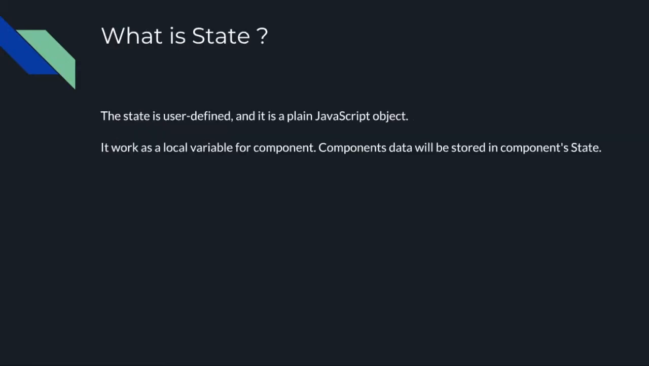So what exactly is state? State is user defined and it's a simple plain JavaScript object, and state works as a local variable for the component. We can say local variable for the component because you cannot access the state outside of the component. That's why it's local to that particular component.